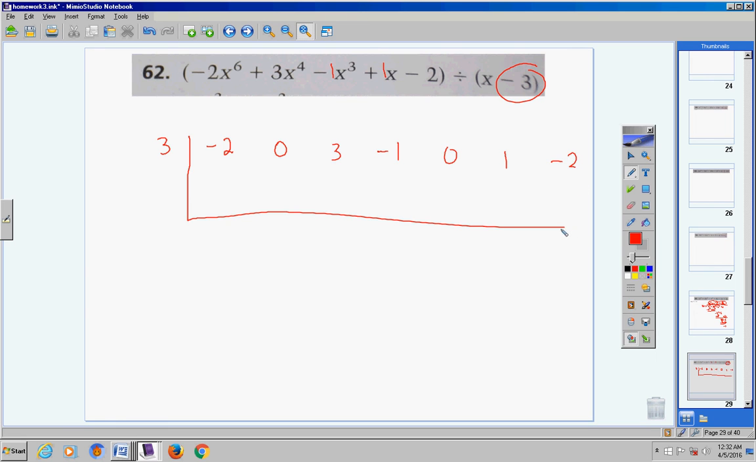Now remember, you can check this by looking at your degree, which is 6. Adding 1 to it, which is 7. I should have 7 numbers here, and I do. So here we go. Bring down your first number. Multiply 3 times negative 2, negative 6, combine negative 6. 3 times negative 6, negative 18, combine negative 15. 3 times negative 15, negative 45, combine negative 46. 3 times negative 46 is negative 138.